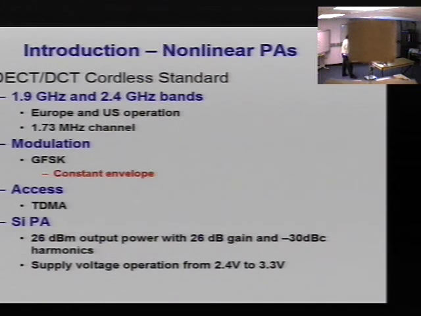And one of the areas was cordless. It turns out that the largest commercial silicon power amplifier market is for cordless, and there are 2 standards in Europe and the US: DECT is at 1.9 gigahertz and DCT is at 2.4. DCT is in the US and DECT is in Europe, and it's a constant envelope modulation scheme, so you can operate the power amplifier relatively high into compression, and the access is TDMA.